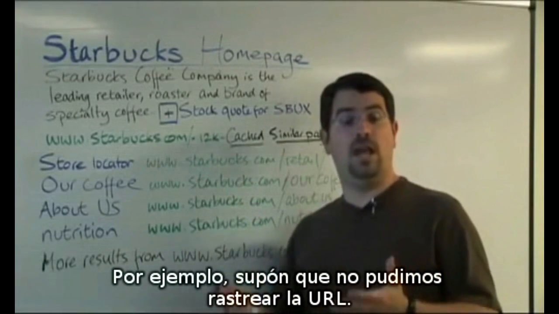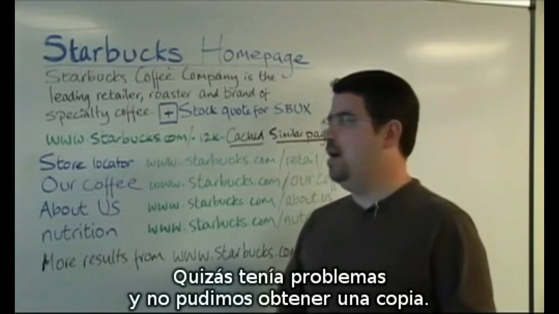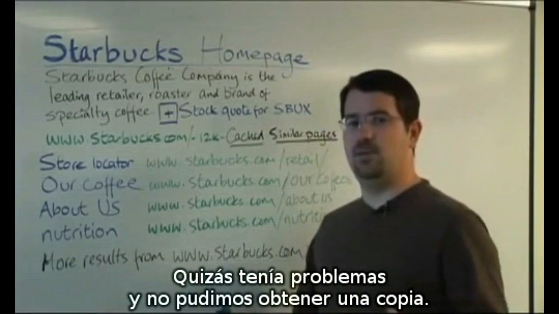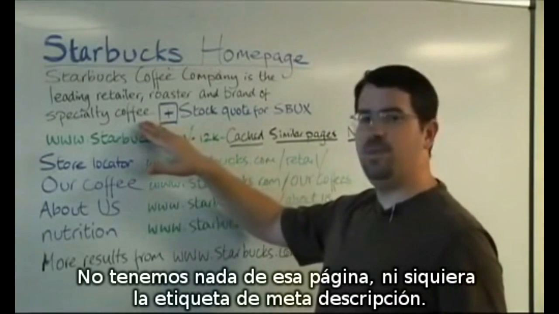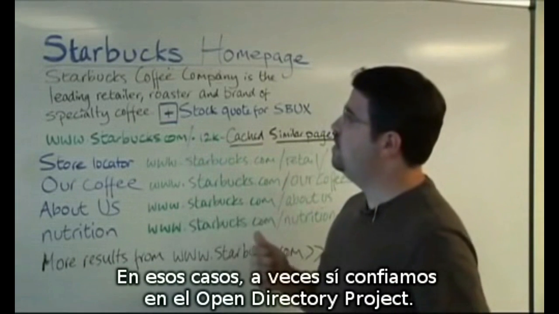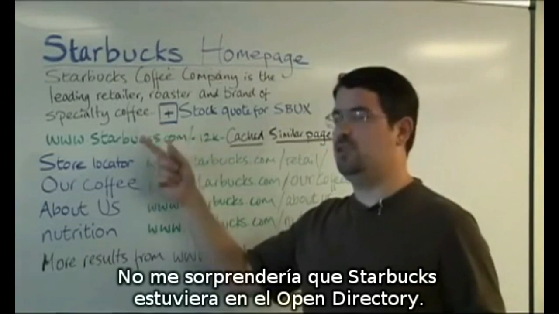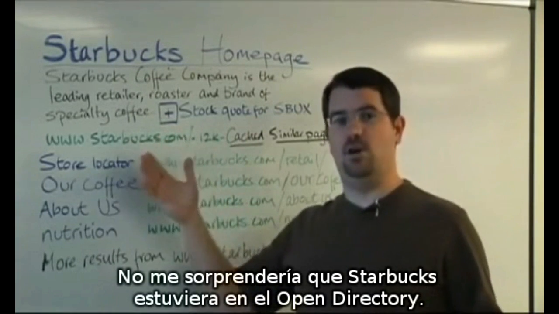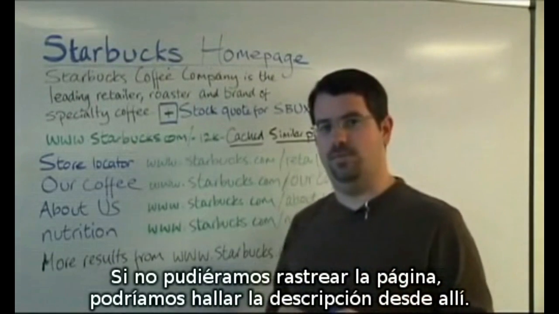Suppose, for example, we weren't able to crawl the URL. Maybe it was forbidden by robots.txt. Maybe for whatever reason it was down and we couldn't get a copy of it. So we don't have anything from the page, not even the meta description tag, nothing at all. In those cases, we sometimes do rely on the Open Directory project. So Starbucks, I wouldn't be surprised if it was in the Open Directory. So if we weren't able to crawl the page, we might pull the description from there.